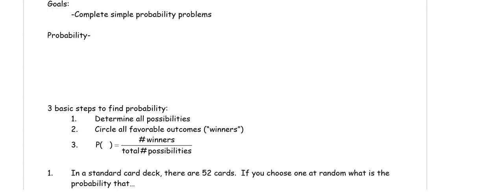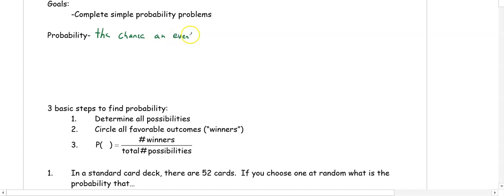This video is about completing simple probability problems. So probability is the chance an event will occur. Probability ranges from 0 to 1. So 1 means that it's always going to happen, and 0 means that it will never happen. A lot of the probability, though, is always going to fall between 0 and 1.